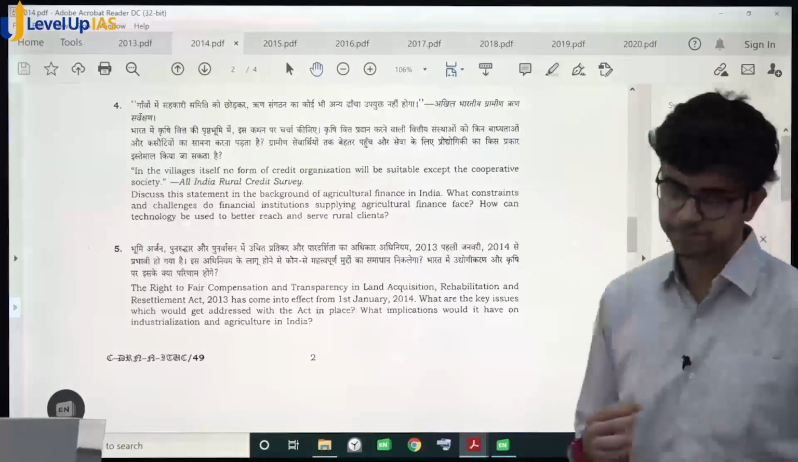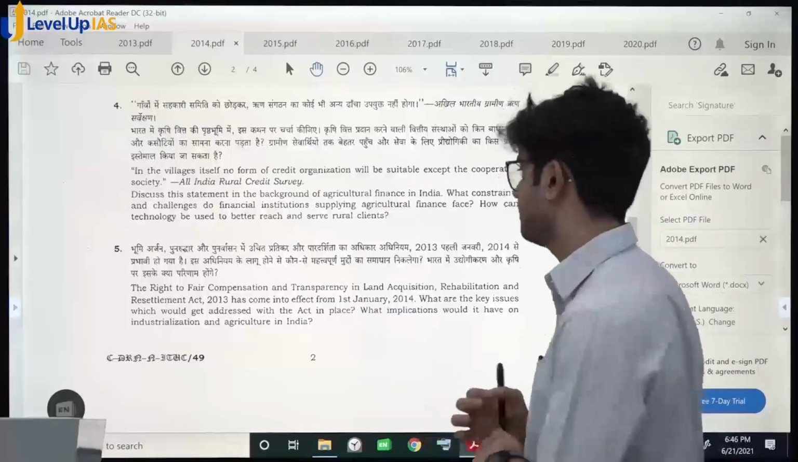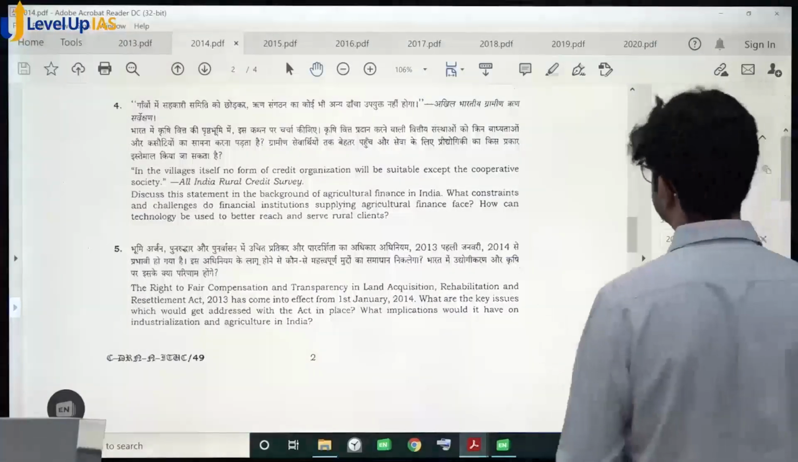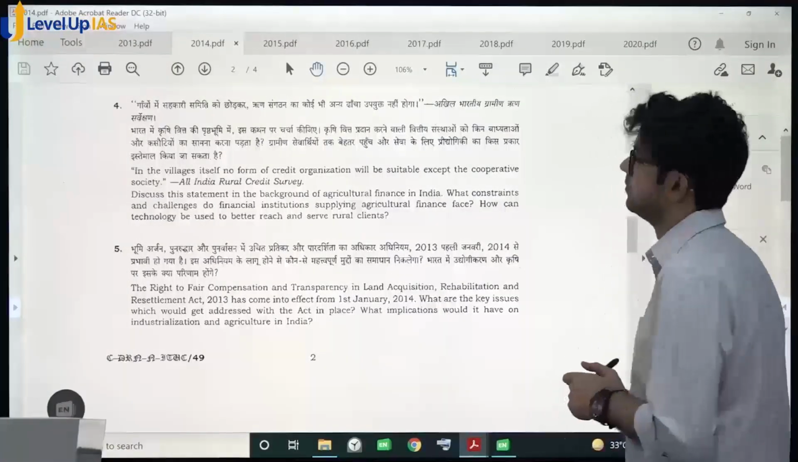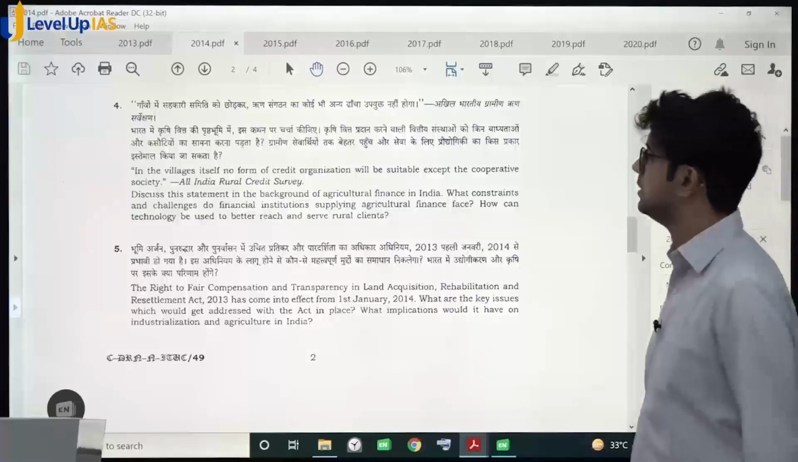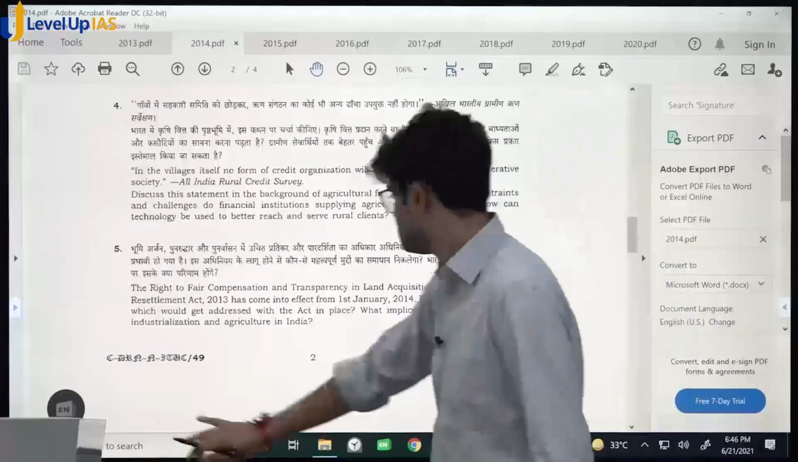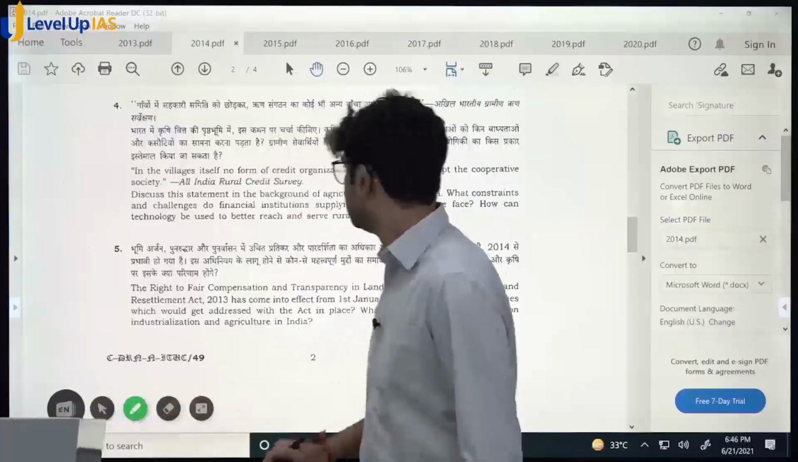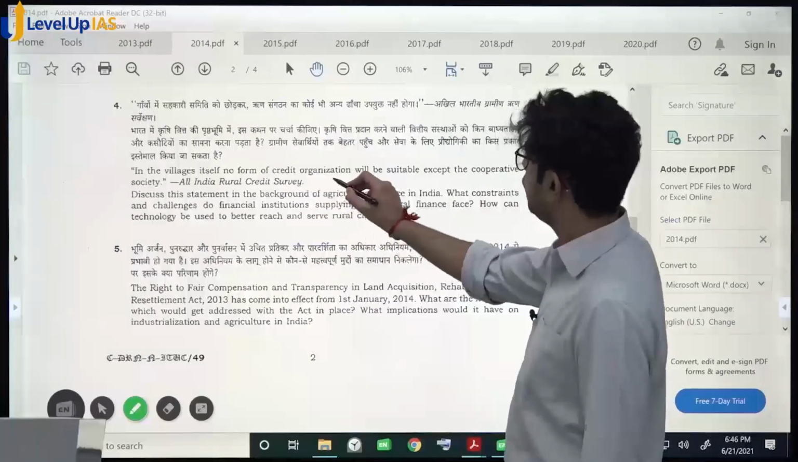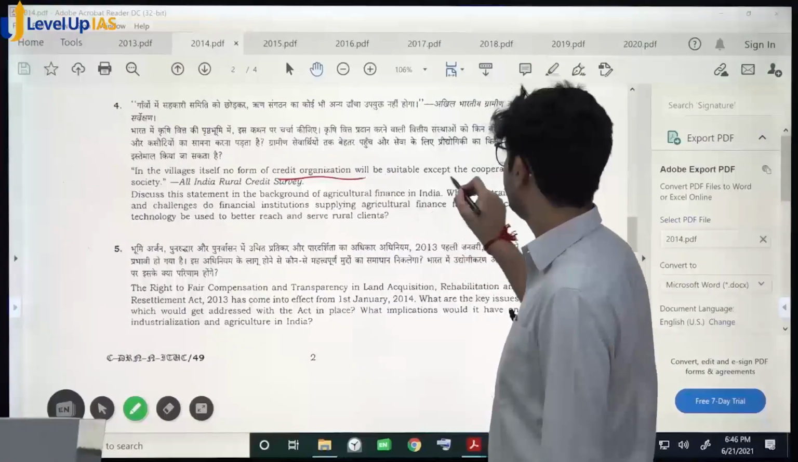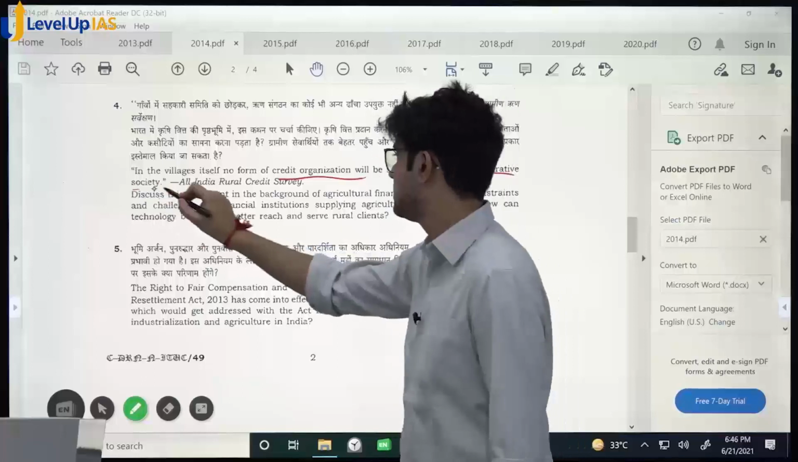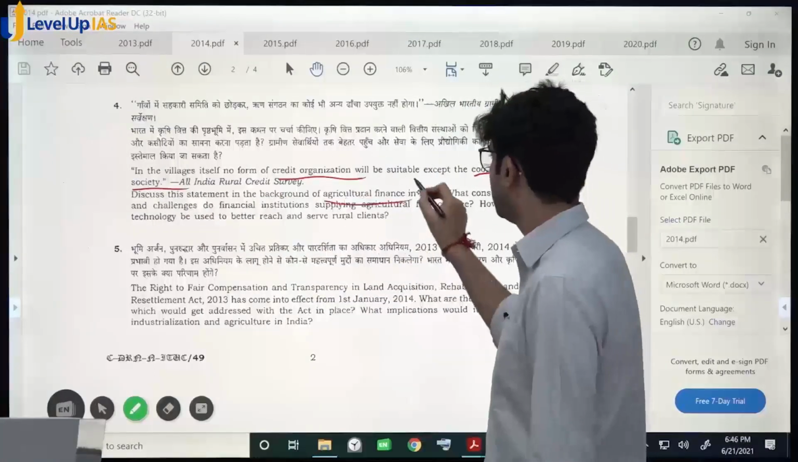Read the question. In the villages itself, no form of credit organization will be suitable except the cooperative society. Discuss the statement in the background of agricultural finance.